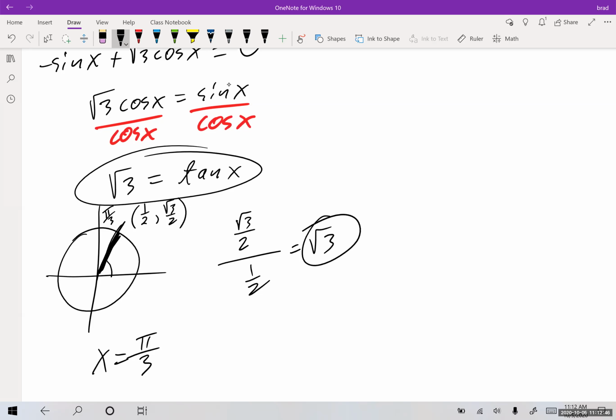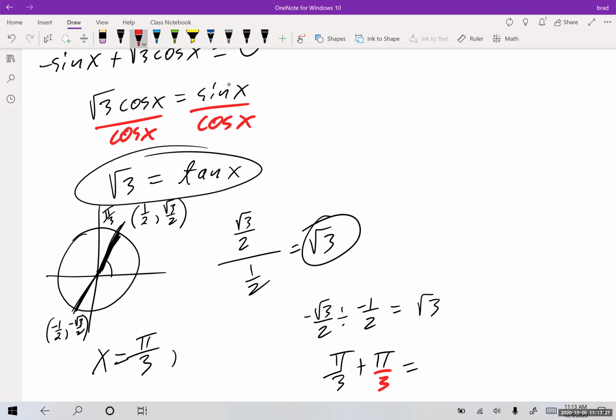Okay, but is there another location where we get a positive square root of 3? Well, look right here. If we just go straight another 180 degrees from there, or another pi from there, we're going to have the same measurements here, but they're both going to be negative. So this is going to be negative 1/2 comma negative square root 3 over 2. So I could also do negative square root 3 over 2 divided by negative 1/2, and that would equal positive square root 3. So that means another possible answer would be pi thirds plus a pi. I know the degree measurement, so this would be 4 pi thirds, right? So we get 4 pi thirds.